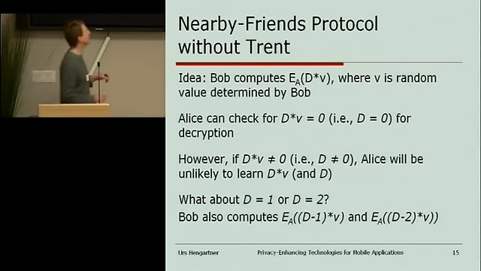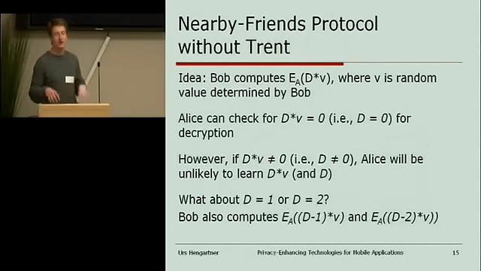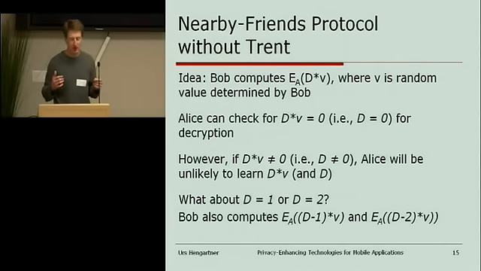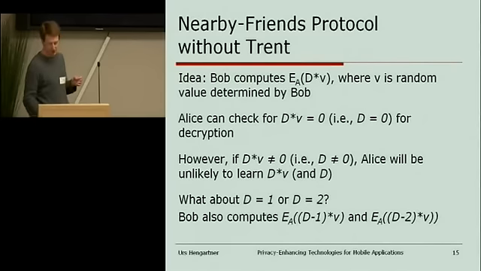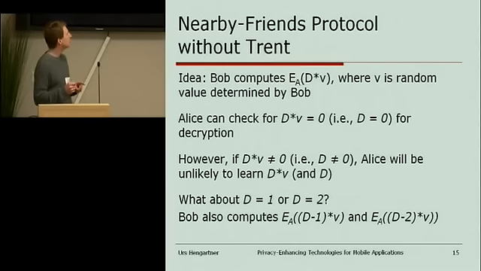What I've talked about so far works only for the middle cell where D equals 0. If D equals 1, we take a random value, and the product is going to be a random value, and it's very unlikely that Alice will be able to figure it out. So how do we deal with the case where D is either 1 or 2? We have Bob compute D minus 1. If D is 1, D minus 1 is going to be 0, and we end up with the same setup as just discussed. Similarly for the case where D could be 2, Bob computes D minus 2, so if D is 2, D minus 2 becomes 0, and the product is going to be 0.